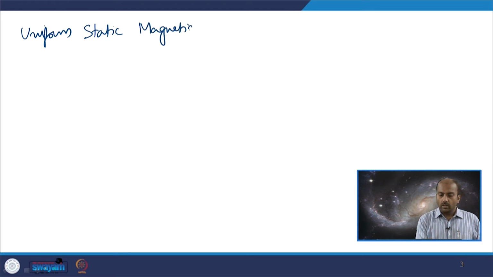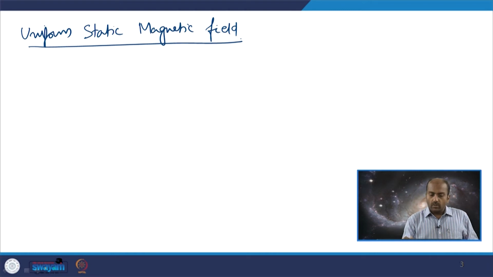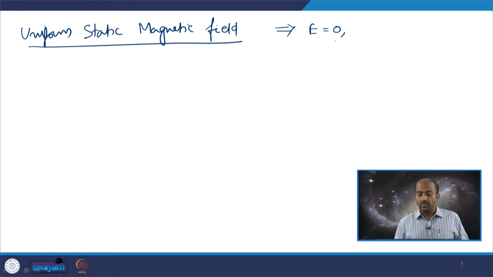Now, let us consider this as case 2, a uniform, static and isolated magnetic field. How do we write it? In this description, the electric field is taken to be 0. The magnetic field is assumed to be constant with respect to time, so there are no fluctuations. It is not a time varying field, it is a static field. It also remains constant with respect to position. That means it is homogeneous in space as well as in time.